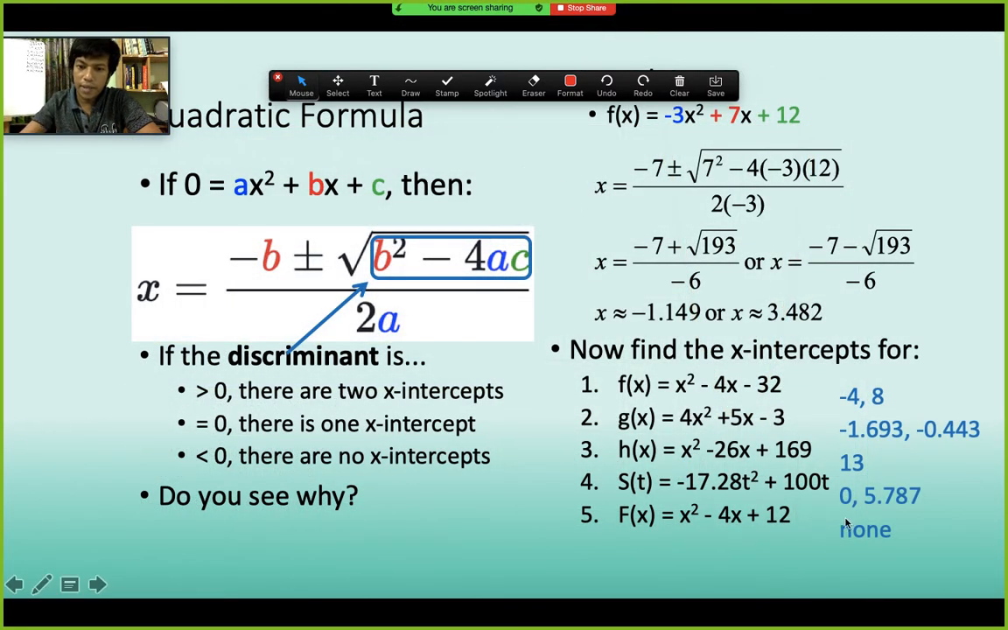And you can see that the last one is none. That means no solution, because you will see that this value will be negative here. That's why. Very important thing. This formula is really important, and you all should know how to find the x-intercept by using this formula.